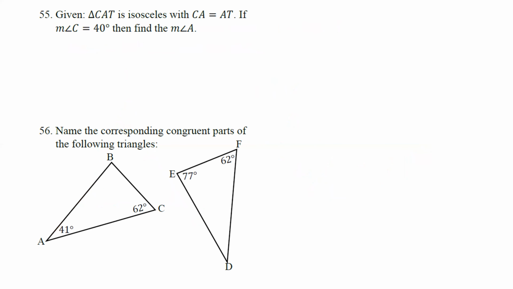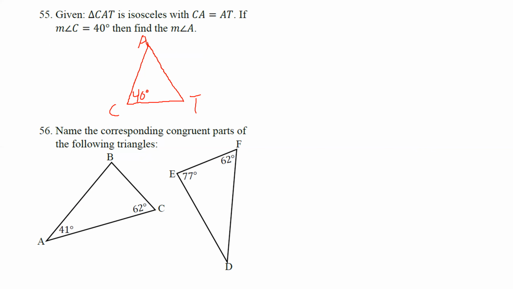On the next one, 55, given triangle CAT is isosceles with, so again, they told us it's isosceles, they're telling us which sides are equal. This time we have CA and AT are equal. So A, the common one, has to be our vertex angle. So I'm going to draw it again. This time I'm going to draw it with A at the top, and then the bottom two angles will be C and T. If measure of angle C is 40 degrees, so this one down here is 40 degrees, then find the measure of angle A.